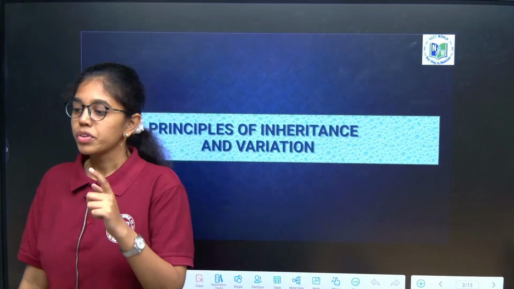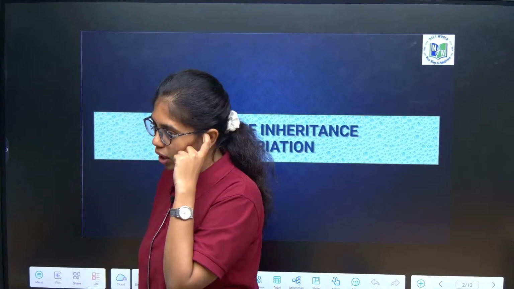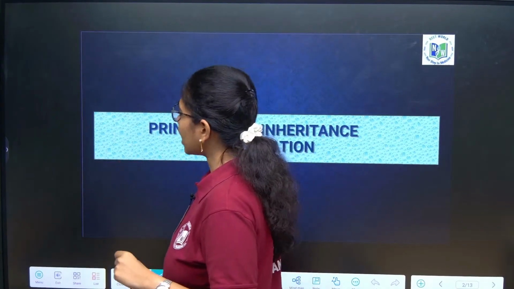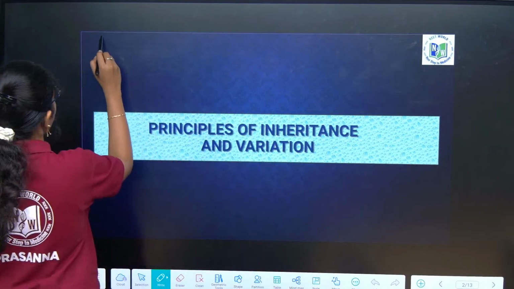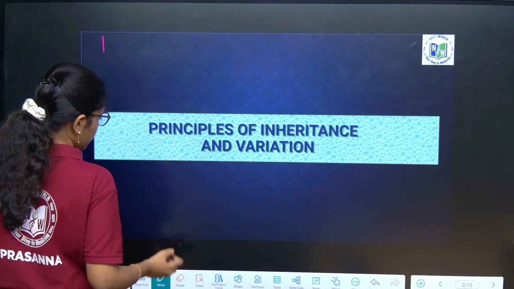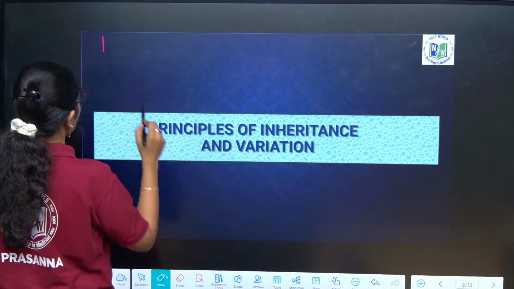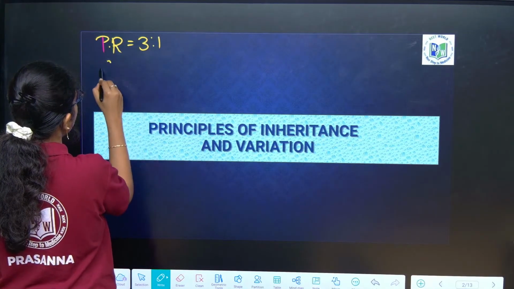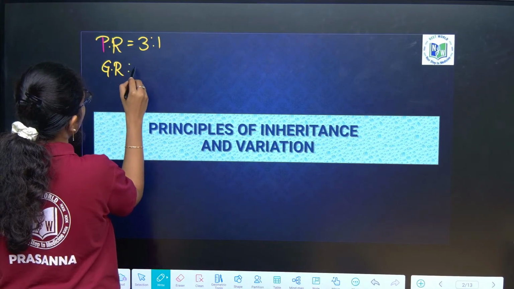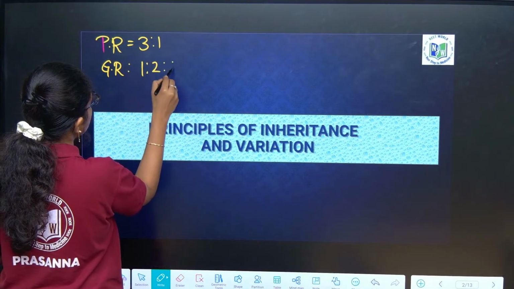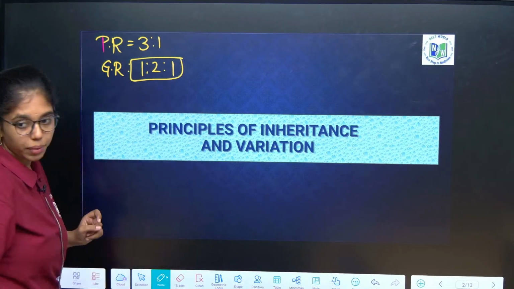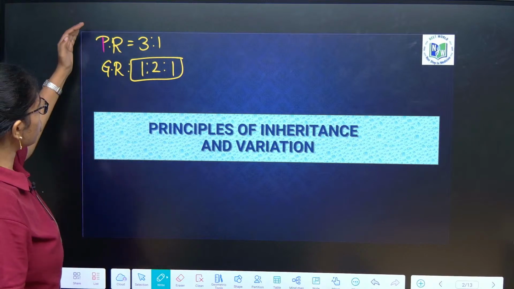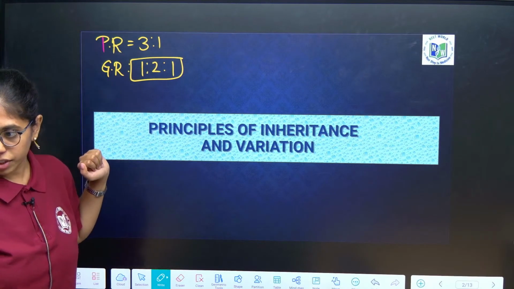If we have to begin with the dihybrid cross, let us first recall yesterday's class, wherein we discussed monohybrid cross. Tell me what is the genotypic and phenotypic ratio of monohybrid cross? Very good. Phenotypic ratio is 3:1, genotypic ratio is 1:2:1. So you got both the phenotypic and genotypic ratio.